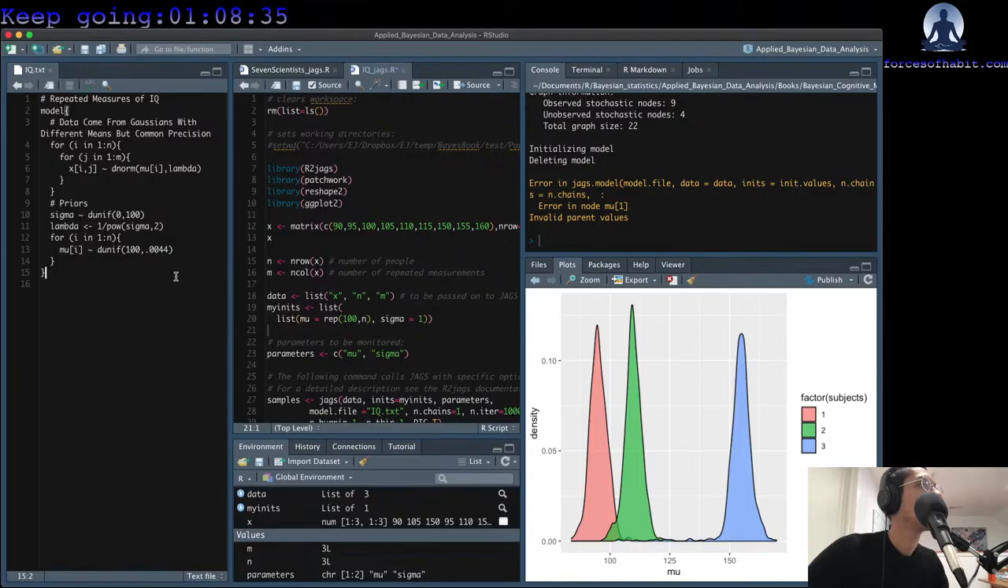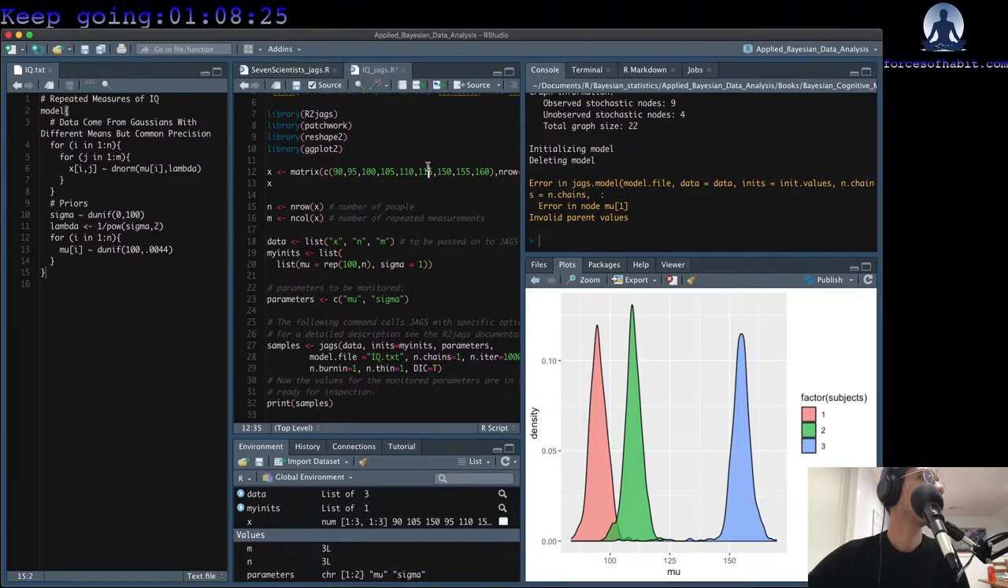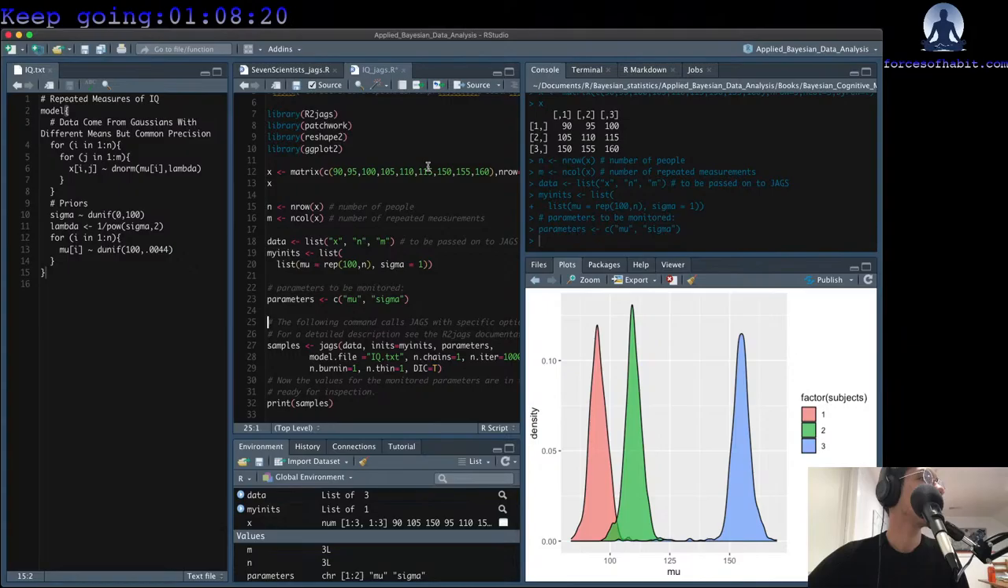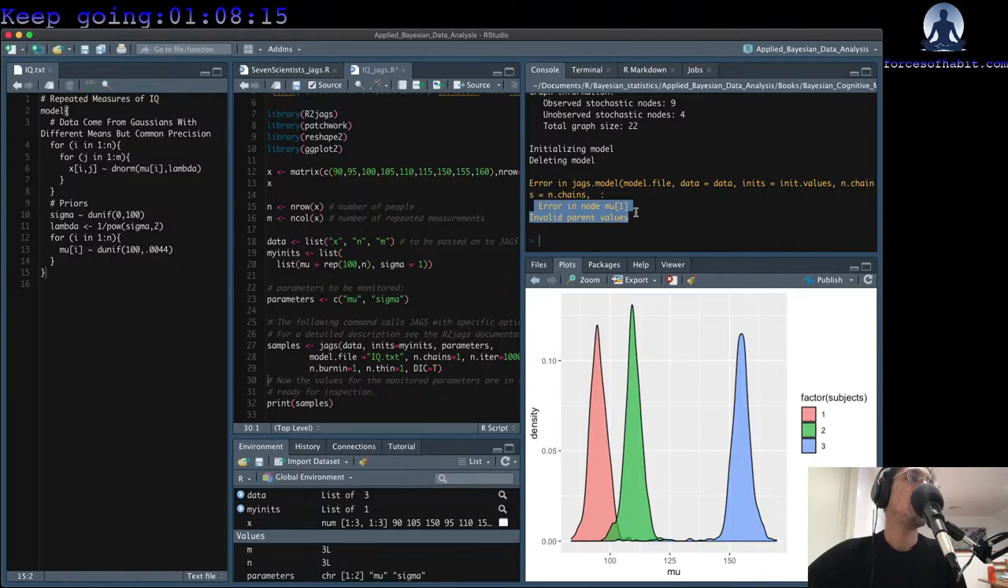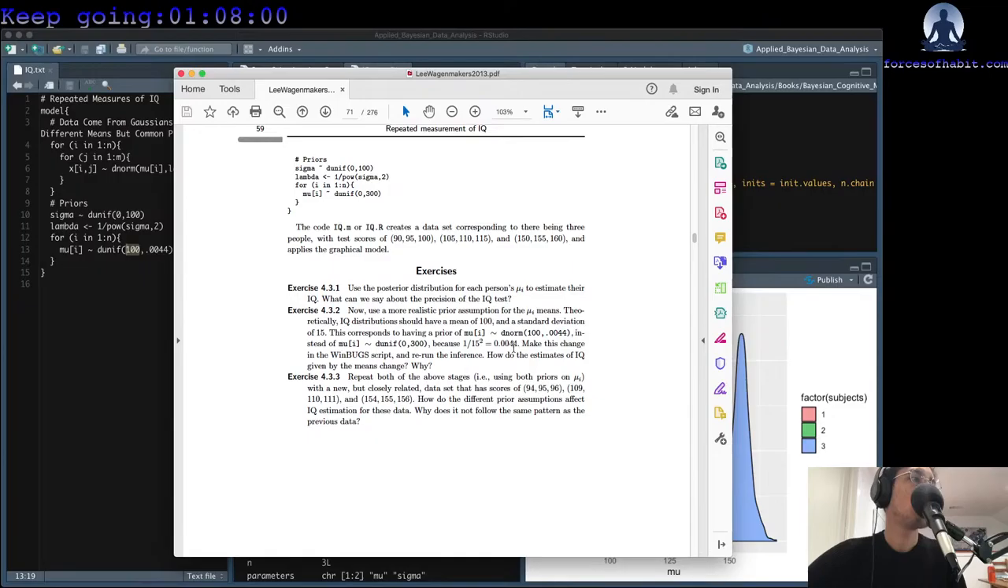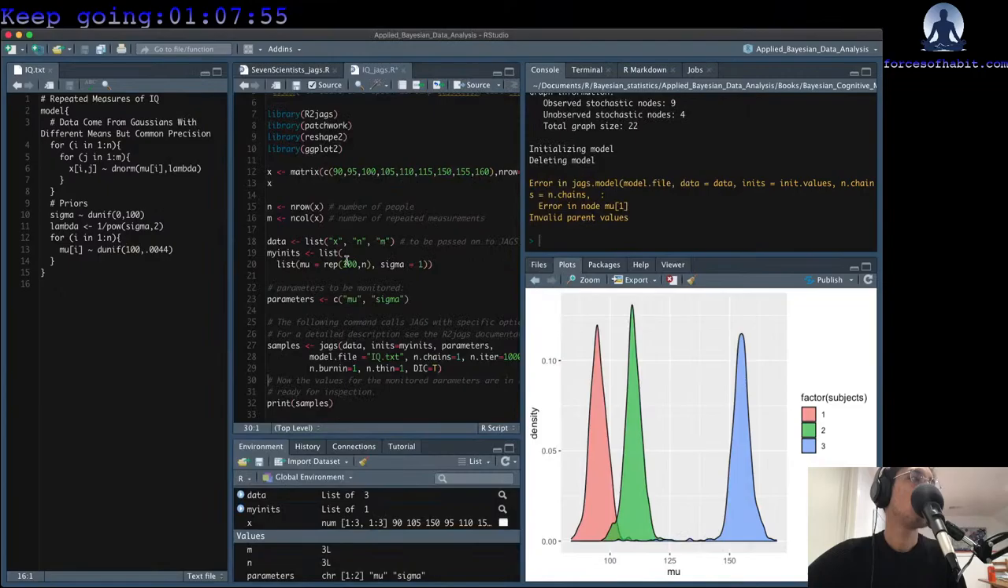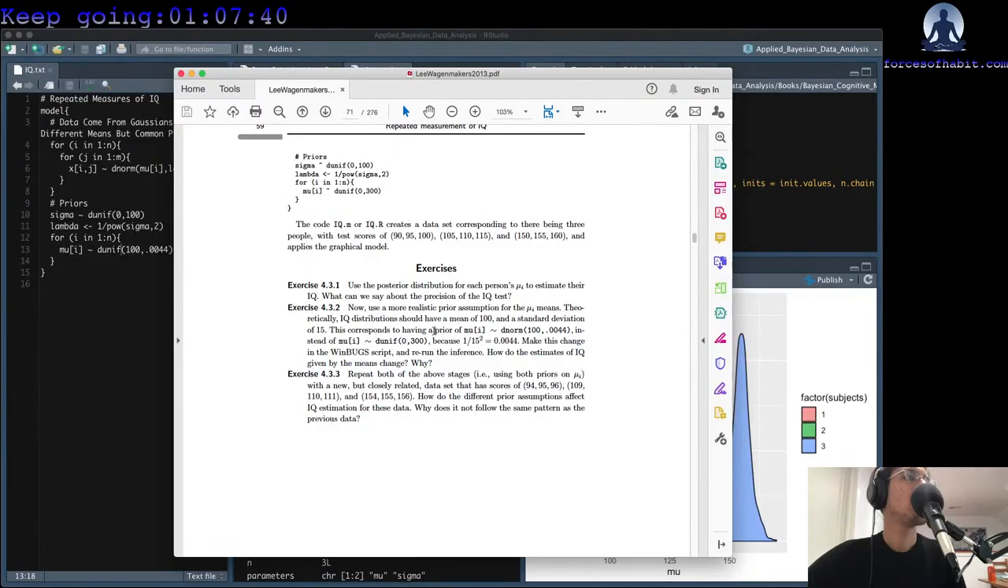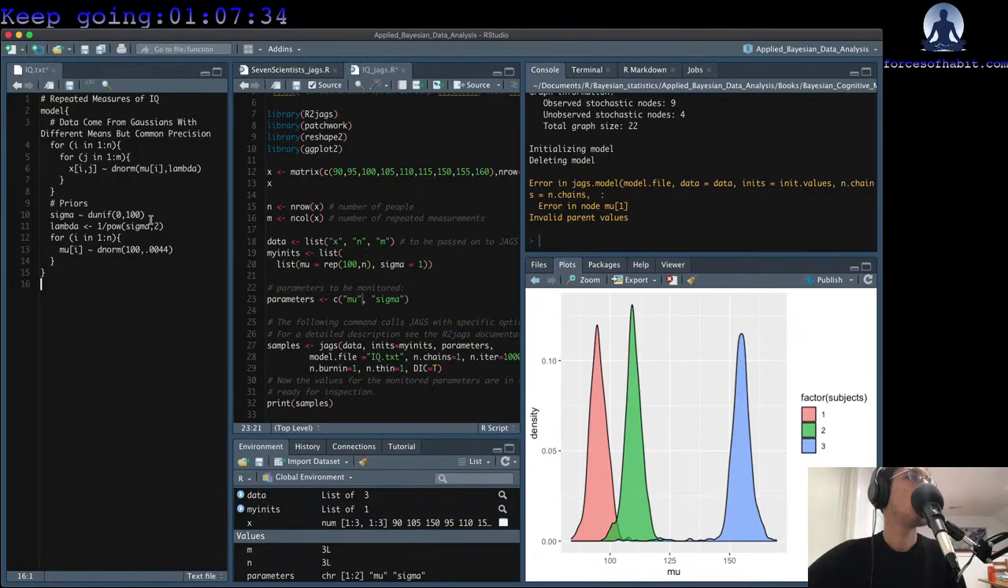We got some issues. Error in mu 1 invalid parent value. To be something like this. Because I still have a uniform distribution. Yeah. So I just needed the changes to be a normal distribution. For sure.